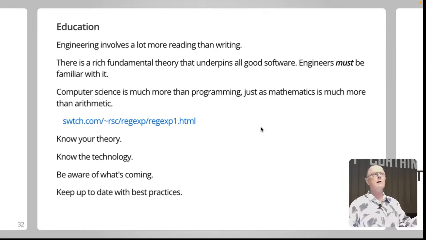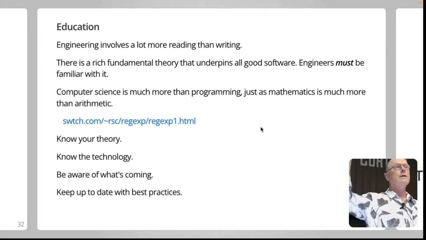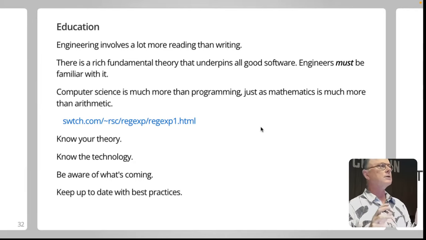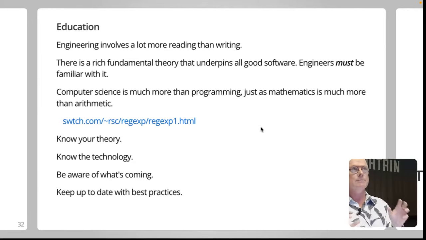And then when somebody has a log file they want you to parse, you can say, I know how to do that. It's really easy. Learn the theory. It's not just about programming. There's deep, interesting insights that you should know.